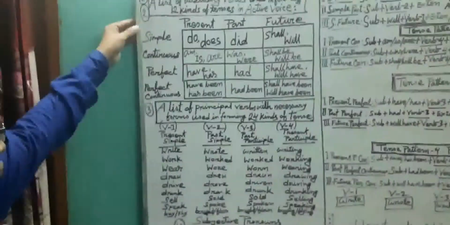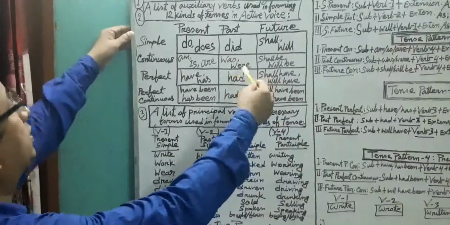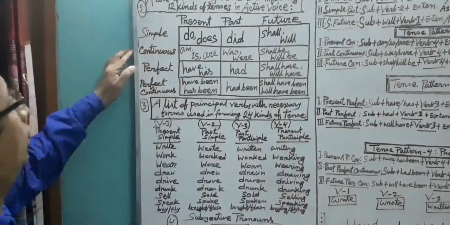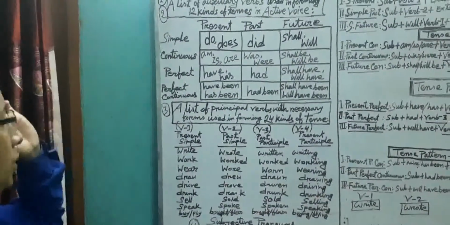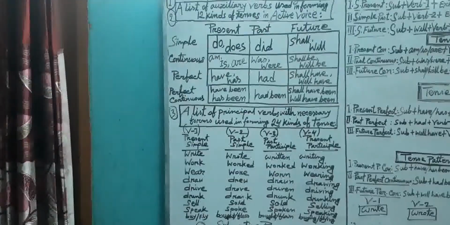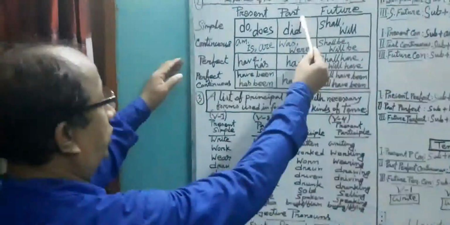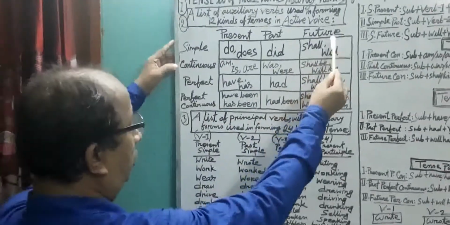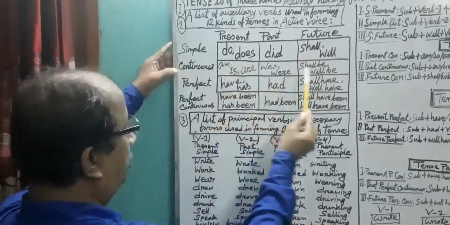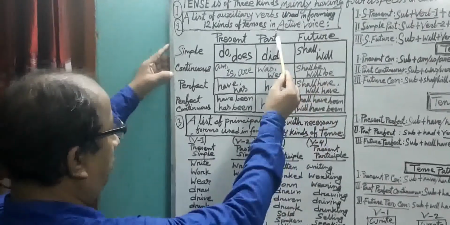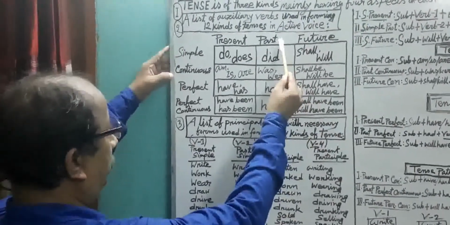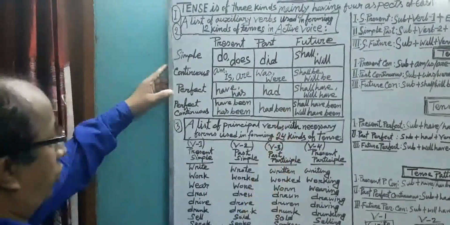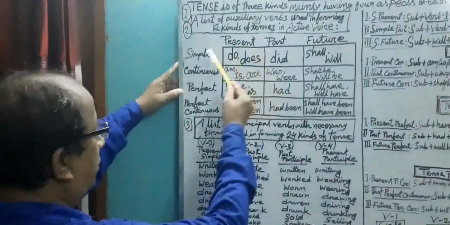Here in tip 2, all the auxiliaries are shown in the 12 boxes. So if you are asked what is the auxiliary of past simple, you can say past simple did. If you are asked about the future continuous, shall be, will be. And if you are asked about past perfect, you can say had.